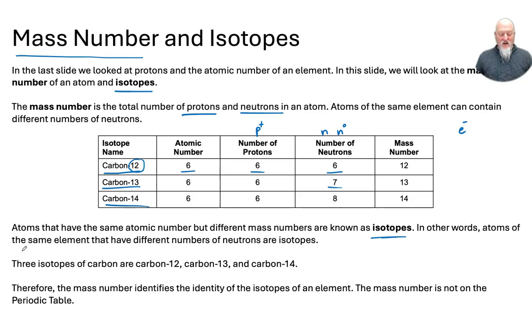And isotopes of an element all react very similarly. The neutrons don't affect much. They add a little bit of mass, but not a lot. And basically every element has different isotopes.